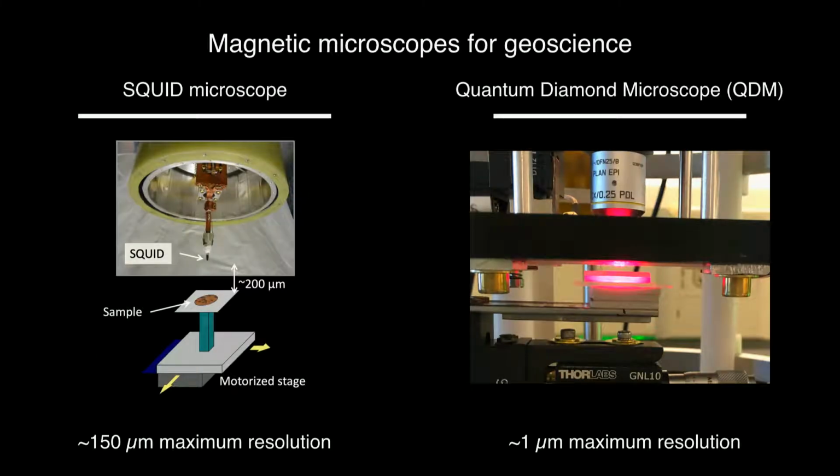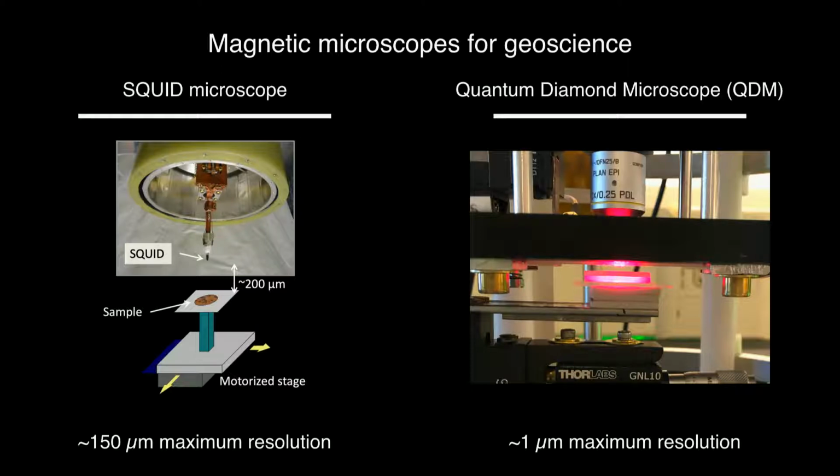Okay, so they work on very different principles. The SQUID microscope uses a SQUID sensor, so it's cryogenic. It's mounted at the tip of this little rod, and in operation it's cooled down to 4 Kelvin under an insulating vacuum. It makes a point measurement, so the sample has to be moved, rasterized below the sensor. Because the samples are room temperature, there needs to be some separation between them for the insulation. So you have roughly 200 microns between the sensor and the sample, and that limits the resolution of the SQUID microscope to about 150 microns.